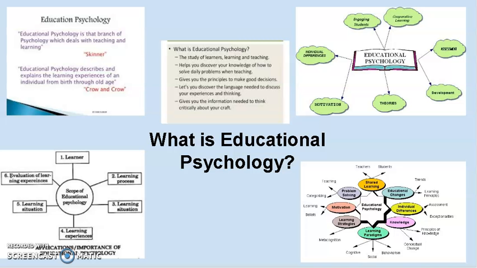So there are various definitions of educational psychology. We'll look at this more when we get into the unit, but just some basic definitions. According to Skinner, educational psychology is the branch of psychology which deals with teaching and learning. So it's very much about teaching and learning, helping learners to discover the way in which they work, helping teachers to discover the ways in which their learners work as well, looking at motivation, looking at what keeps us back, what motivates us, how your experiences in your life affect the way you learn as well.